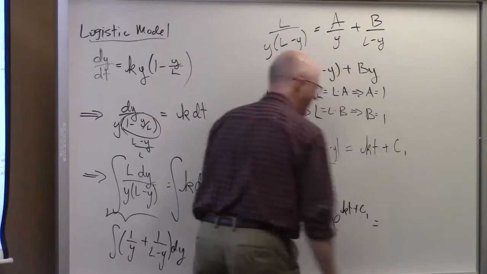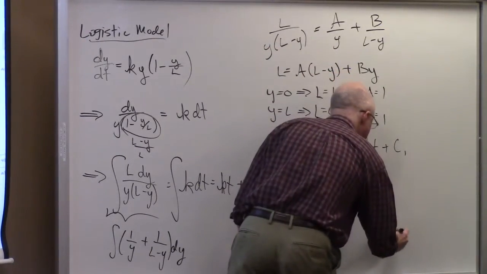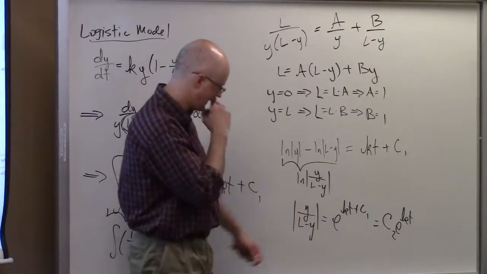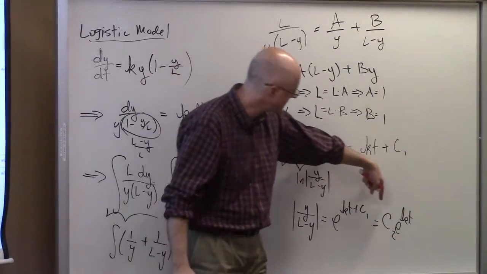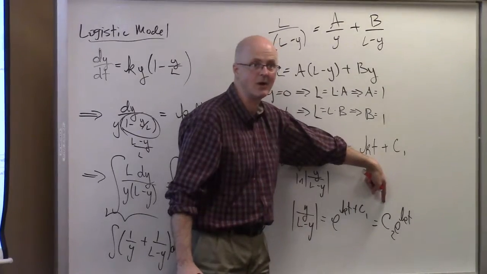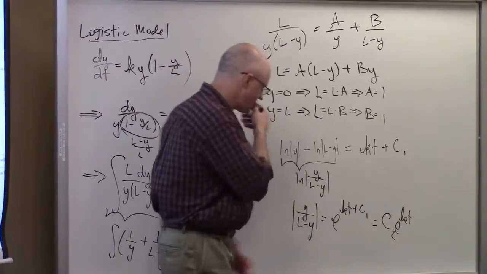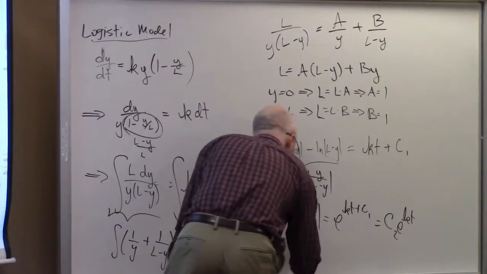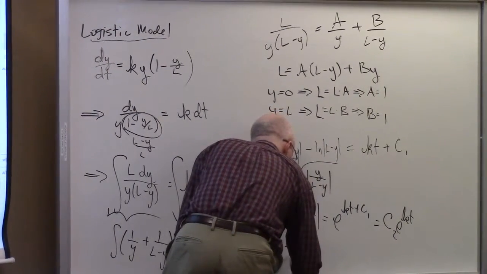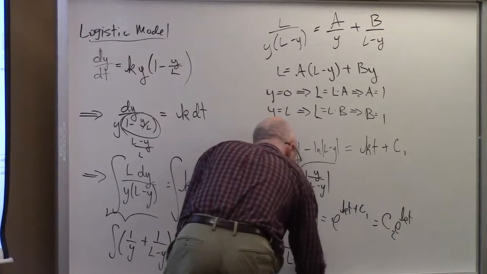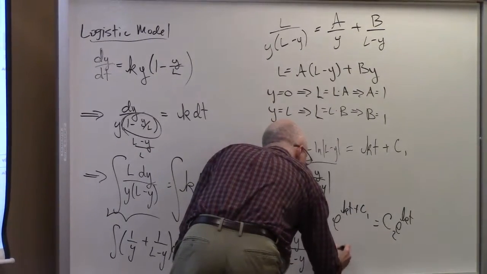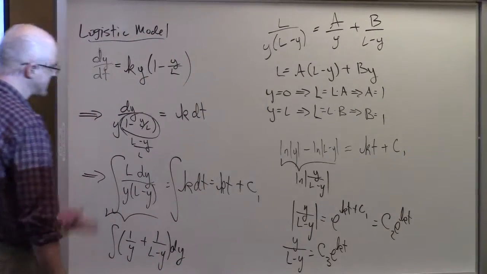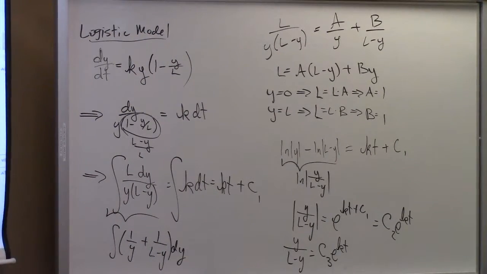And maybe we prefer writing that as c2 e to the kt, which is okay to do because of properties of exponents. C2 essentially would be e to the c1. Turns out you can get rid of the absolute value signs. Though if you do, you might want to call it c3 instead of c2 now. And now the goal is to solve algebraically for y.